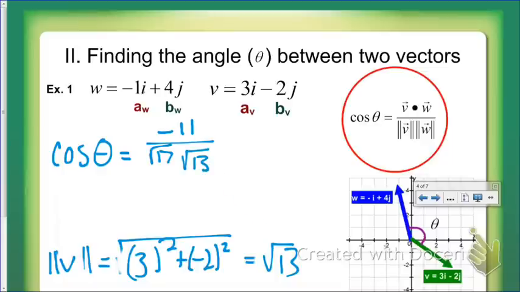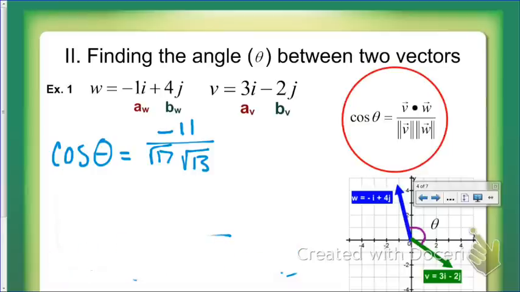So the formula that I get is cosine theta equals negative 11 divided by the square root of 17 times the square root of 13. Now that is a lot to do without a calculator. It is possible for these to be nice, easy, exact values that you can work out without a calculator, but that's not always going to be the case. So we're actually going to want to use a calculator here to evaluate this.